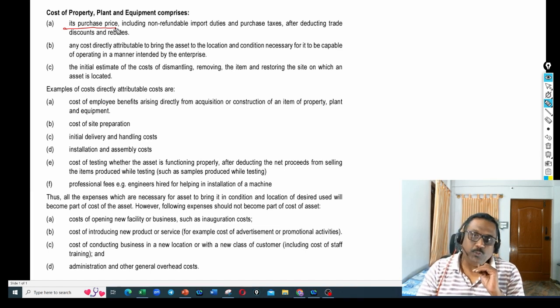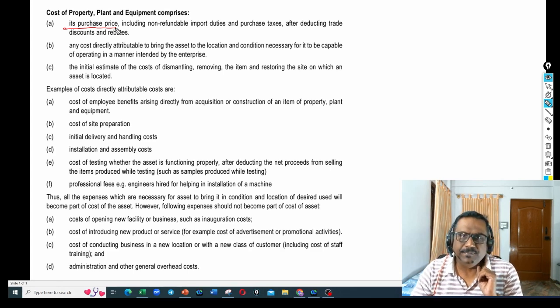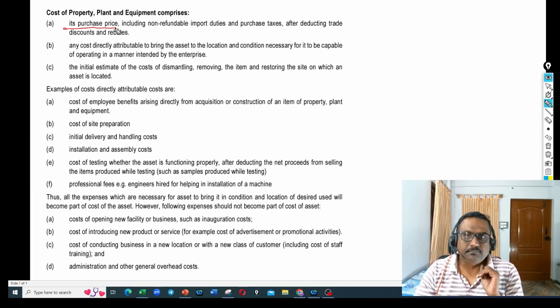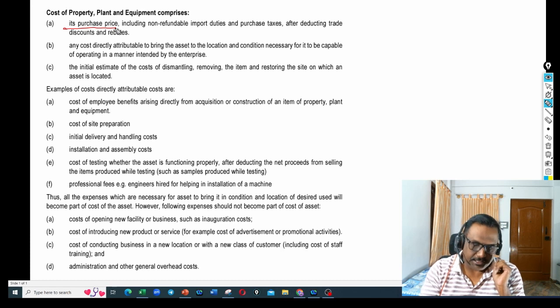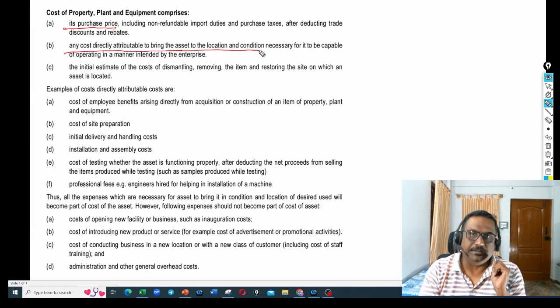After adding these two, any trade discount given by the seller has to be deducted because we are buying the asset, right? The seller obviously will give some trade discount at times. So the trade discount has to be deducted from the cost. Clear? Next. Any cost directly attributable to bring the asset to the location.